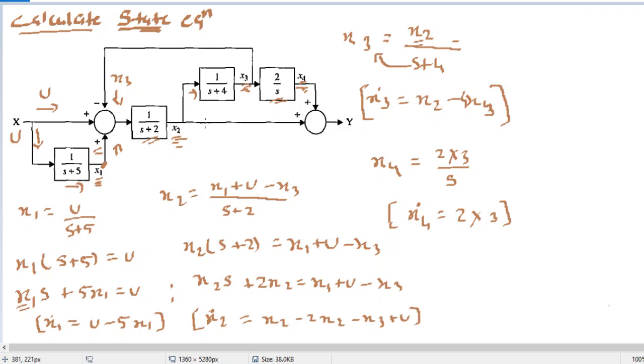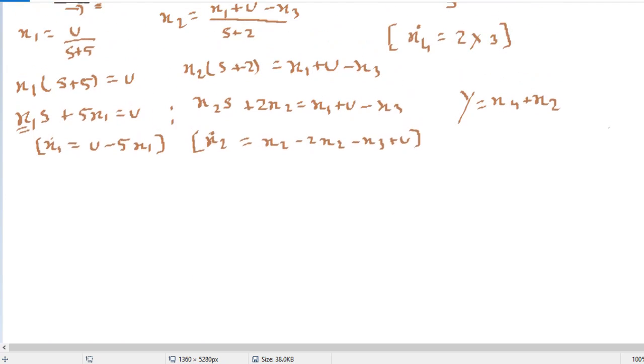Now one more thing that we have forgotten is to calculate y. y has only two signals, that is x4 and x3, sorry, x2. As you can see, the signals come here, the signals come here and make y. Now we have to calculate each equation one by one.